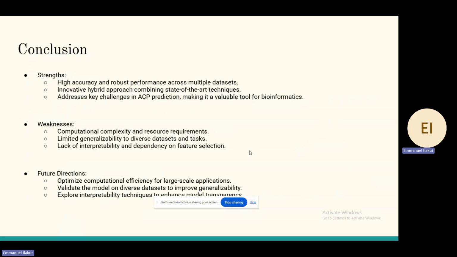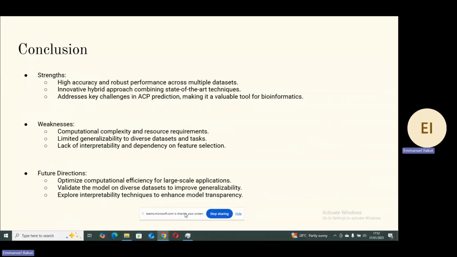As well as interpretability. Future direction: this will have to do with the weaknesses that I've already stated earlier. Optimize it for large-scale applications. Validate the model on diverse datasets to improve generalizability, and explore interpretability techniques to enhance model transparency.